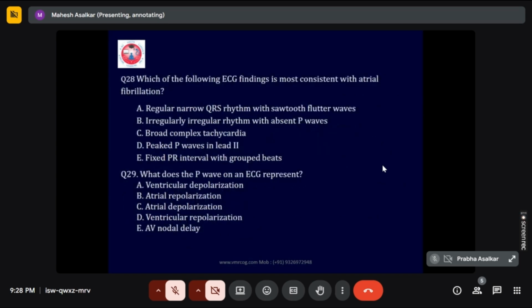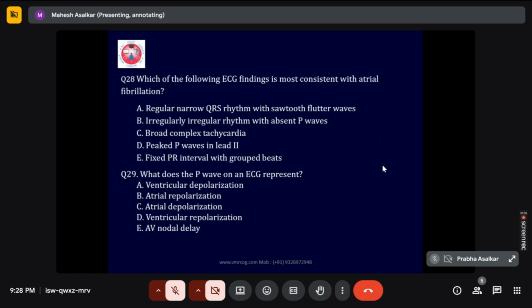Next two questions, Dr. Amrita. Question 28. Which of the following ECG findings is most consistent with atrial fibrillation? A. A regular narrow QRS rhythm with sawtooth flutter waves. B. Irregular rhythm with absent P waves. C. Broad complex tachycardia. D. Peaked P waves in lead 2. E. Fixed PR interval with grouped beats.